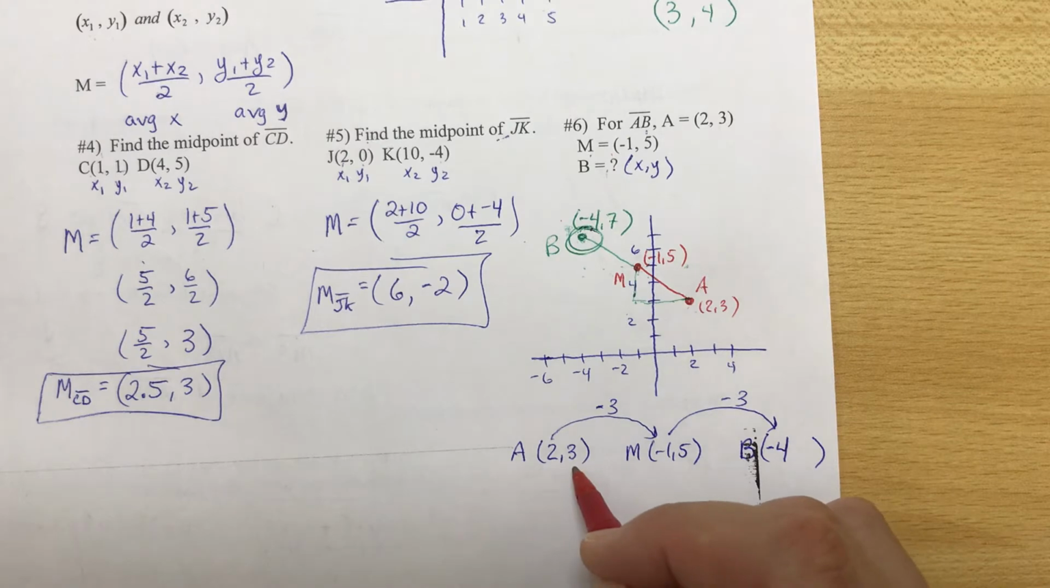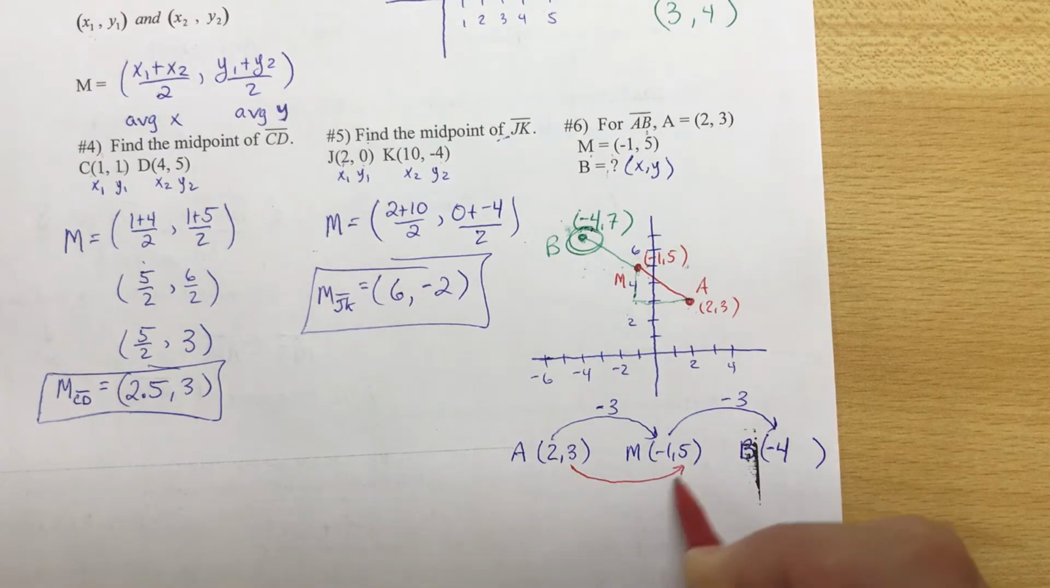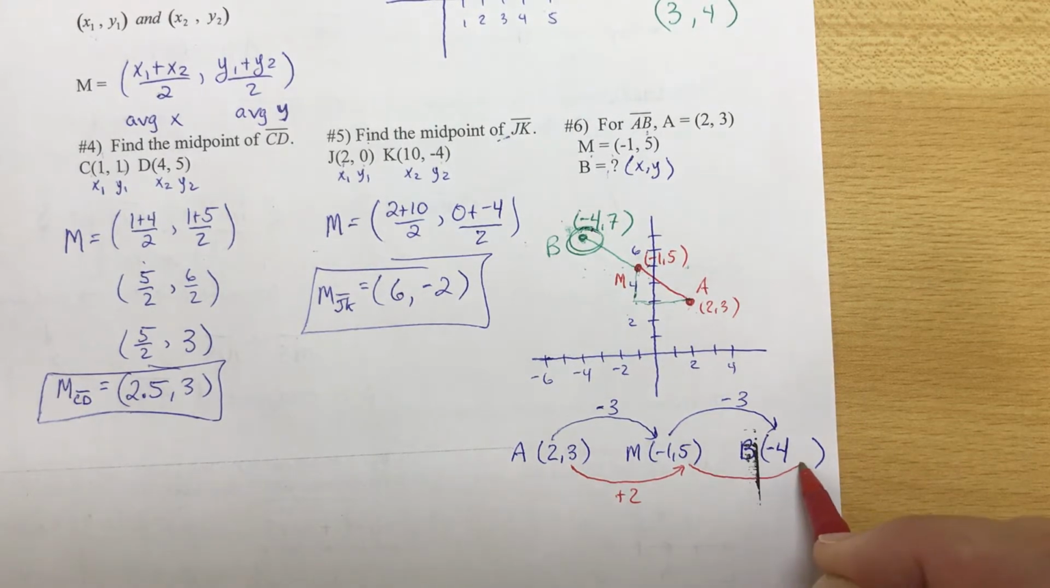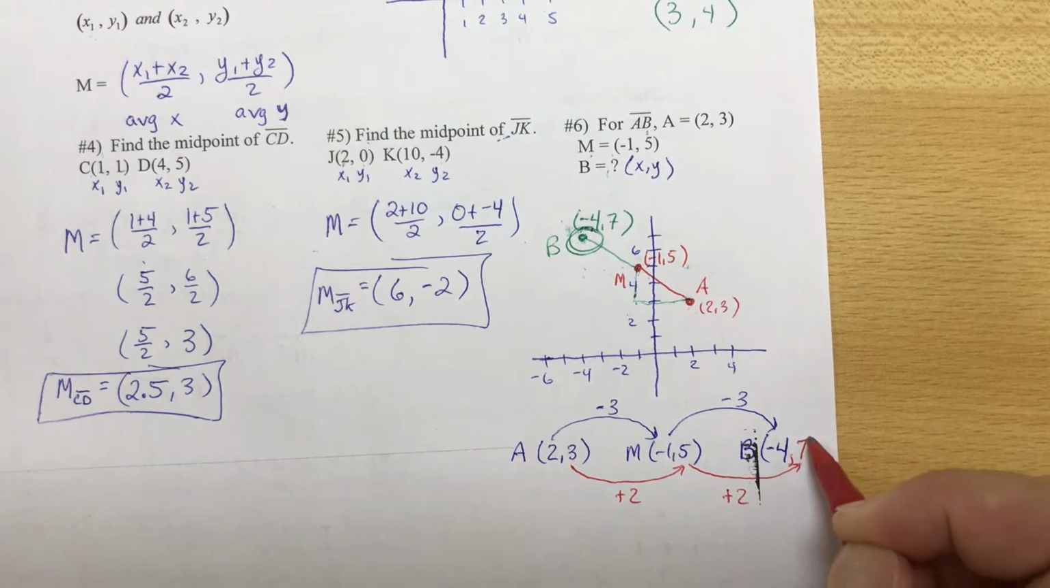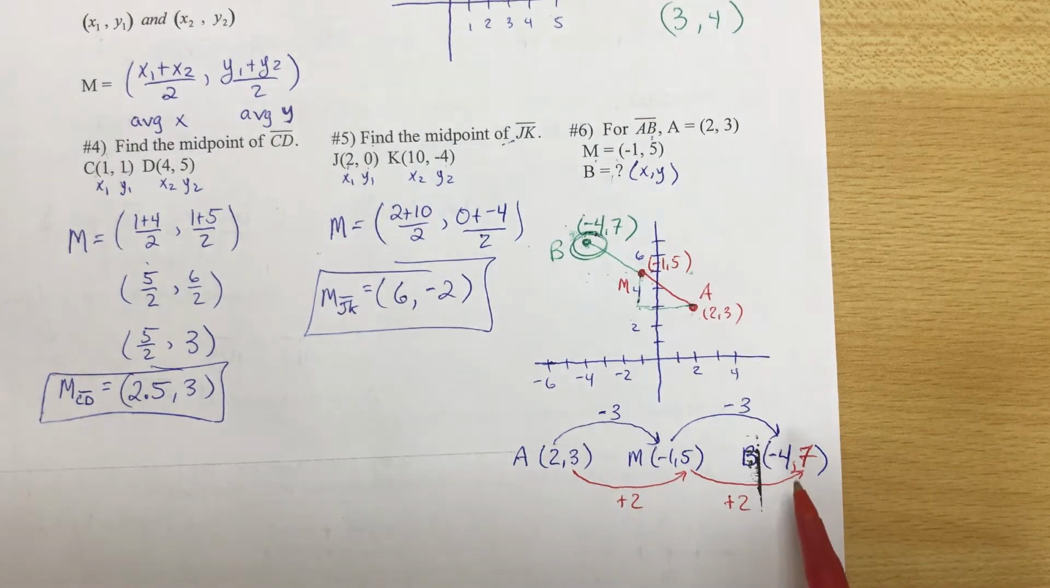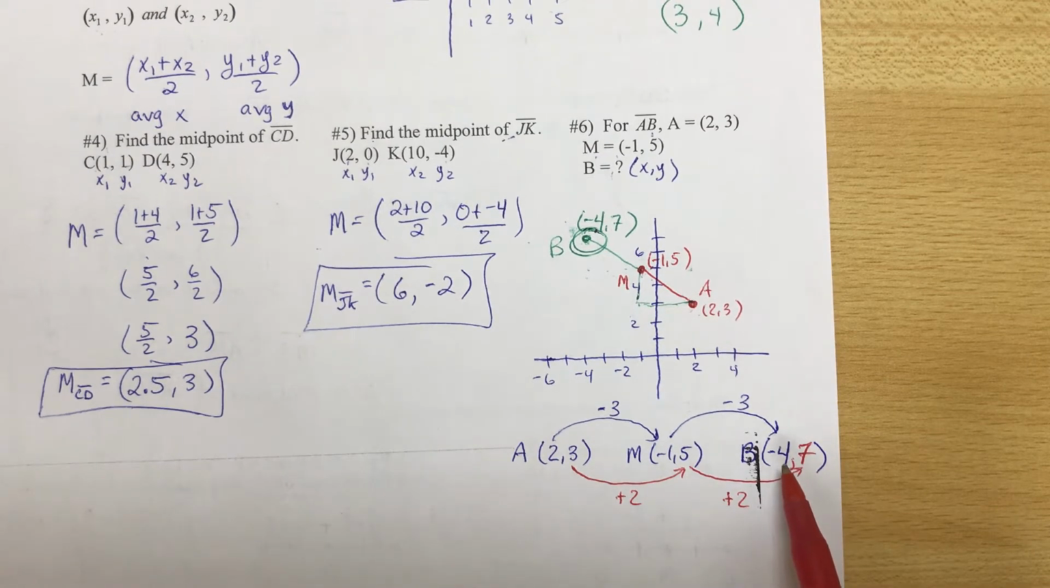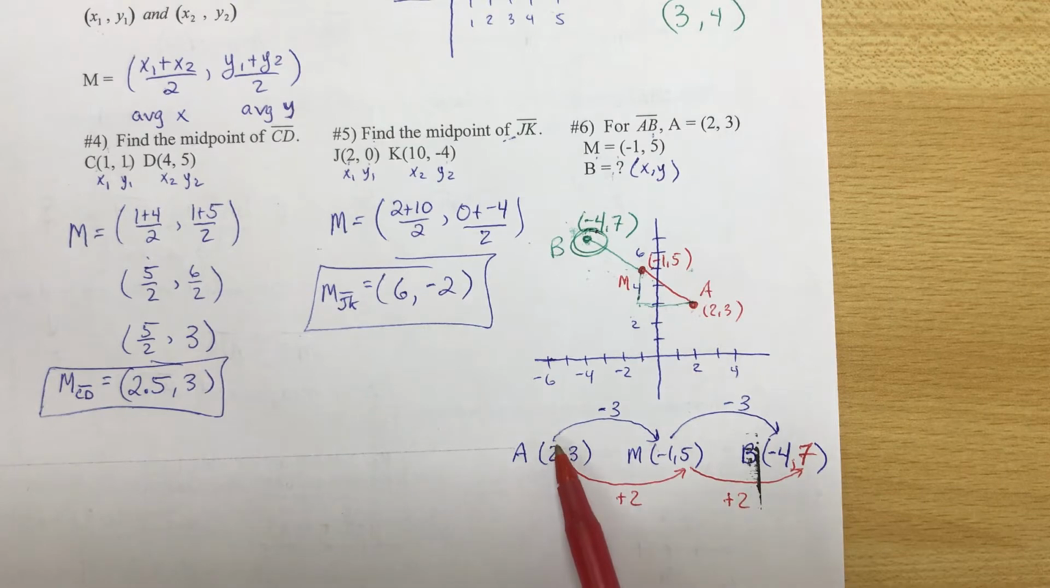Okay, now for the y direction, we started at 3. We're going to go to 5. That's adding 2. Well, to get to the other y value, we have to add 2 again. 5 plus 2 is 7. And there we go. So that's a little bit easier way. It's not quite as visual, but you're understanding that, hey, look, my change in x, my distance has to be the same, my distance in y has to be the same.